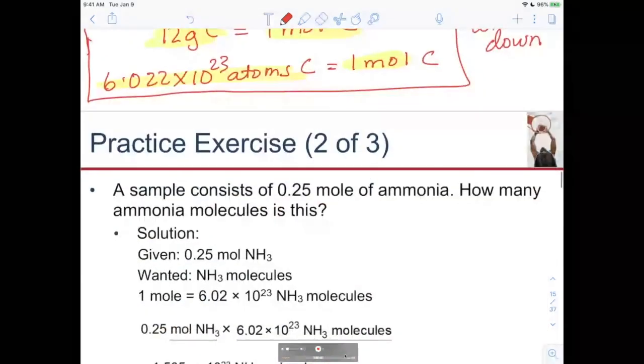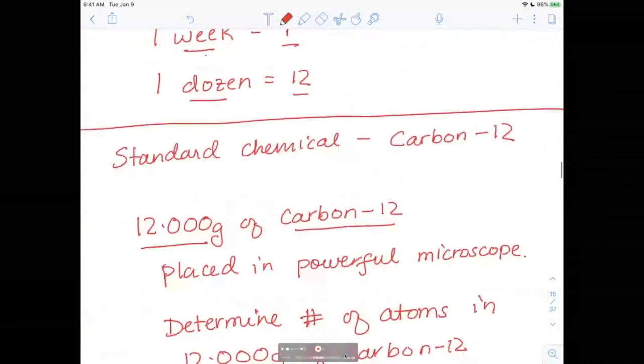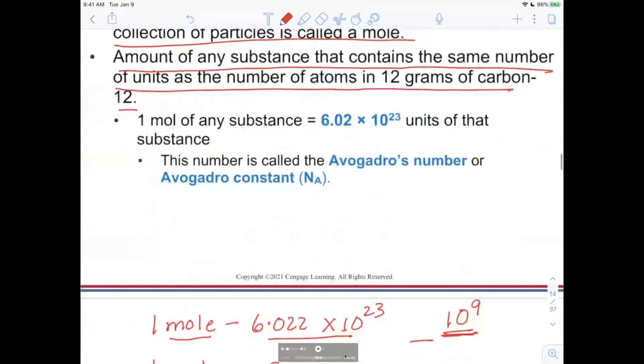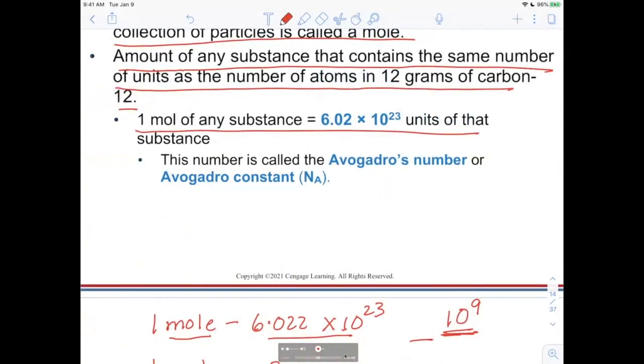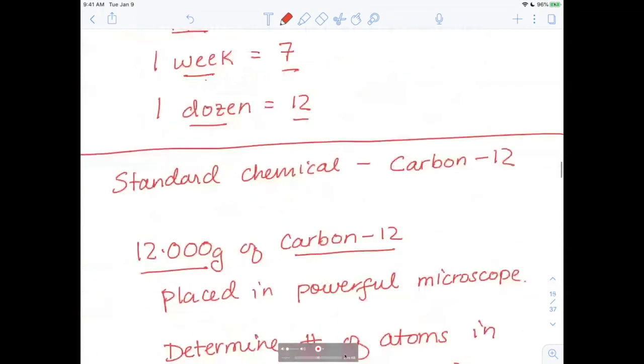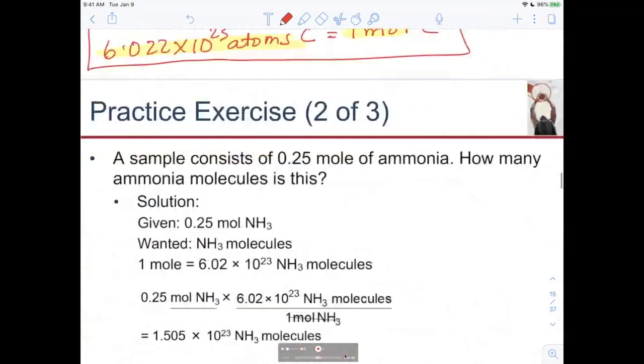Okay, so practice exercise. Now remember the casual mention, right? The mole. They're giving you this information here. A mole of any substance is 6.02 times 10^23 units of that substance. By the way, this number is called Avogadro's number or Avogadro's constant. It was named after the scientist who discovered it. So let's move ahead to this question here.